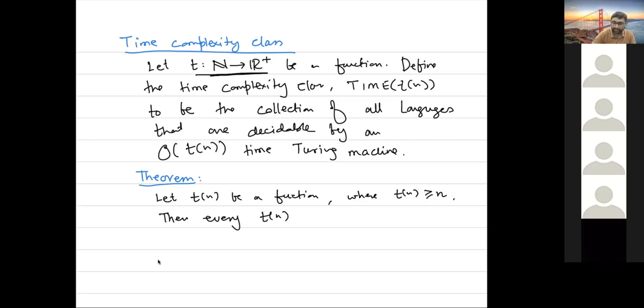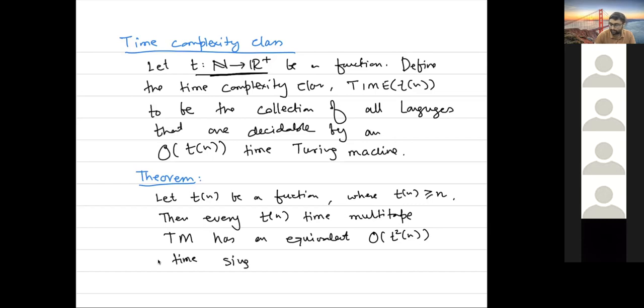every T of n time multi-tape Turing machine has an equivalent O of T squared of n time single-tape Turing machine. So if you can decide a language on a multi-tape Turing machine in time T of n, then in order to simulate the same Turing machine on a single tape, the time will be quadratic, right?